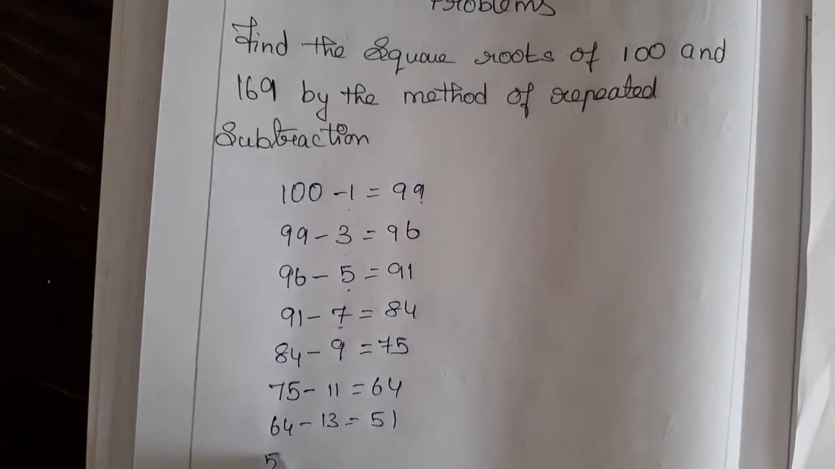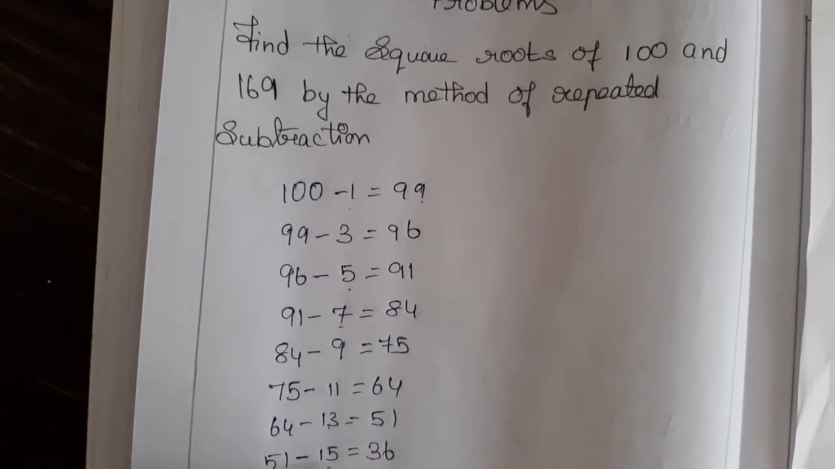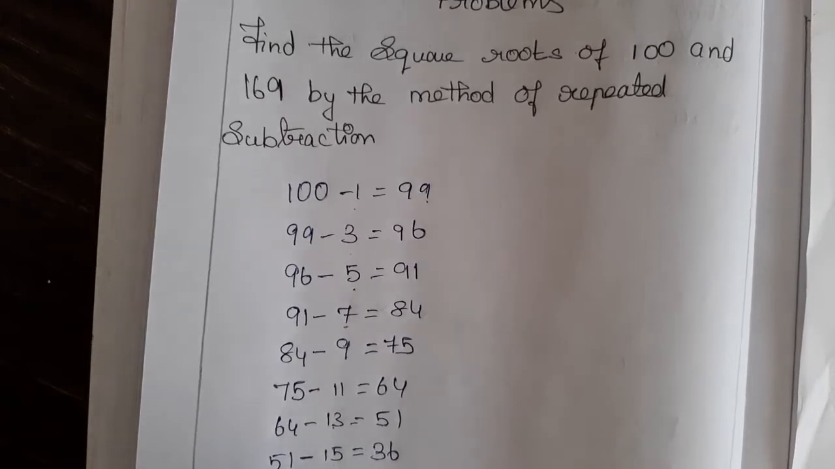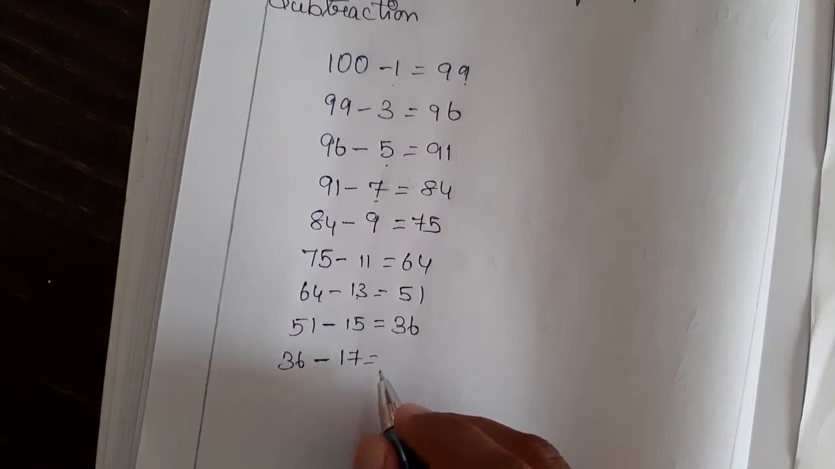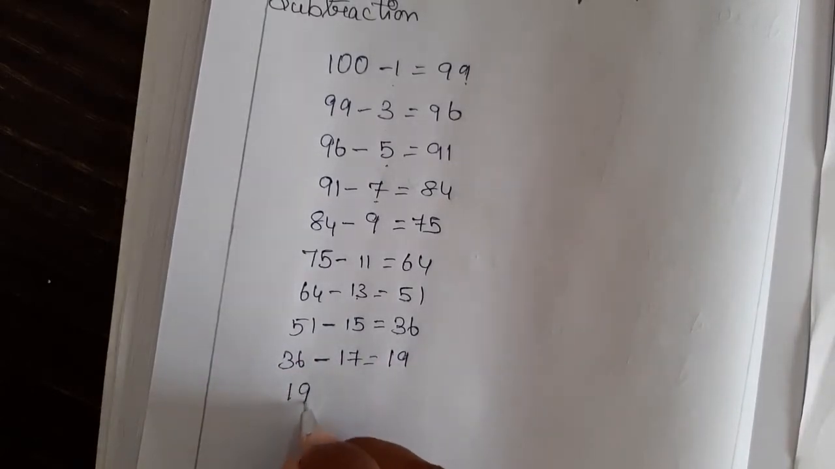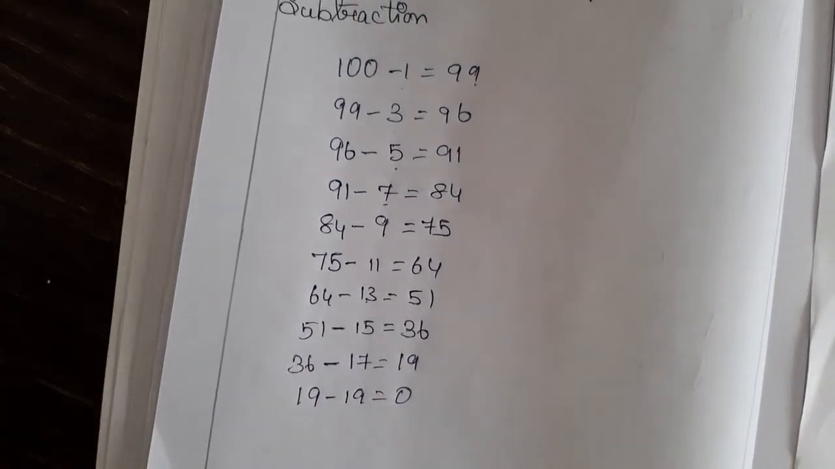And from 51 we subtract the next odd number, 15. 51 minus 15 is 36. And this 36 minus the next odd number, 17. It's going a little long, right? Okay, let's see. 36 minus 17 is equal to 19. Next, 19 minus the next odd number, 19, is equal to 0, right?